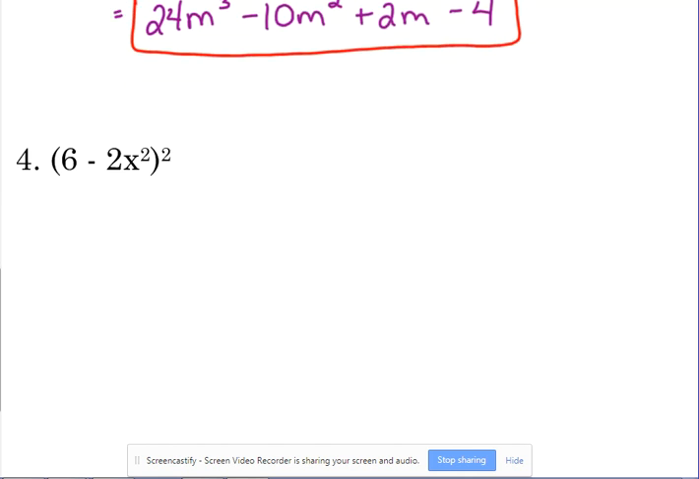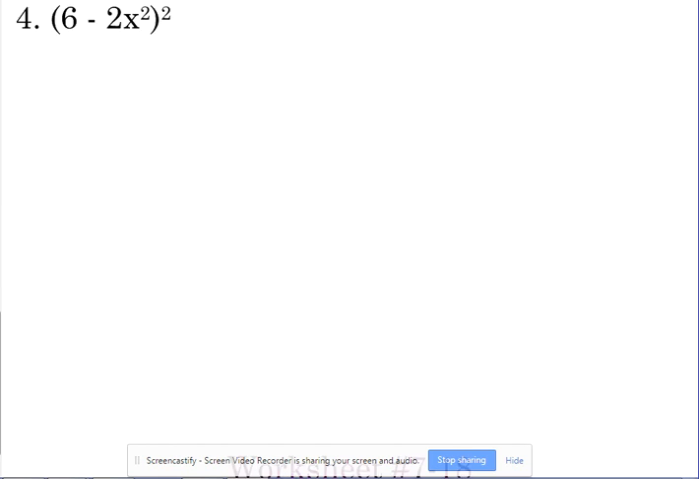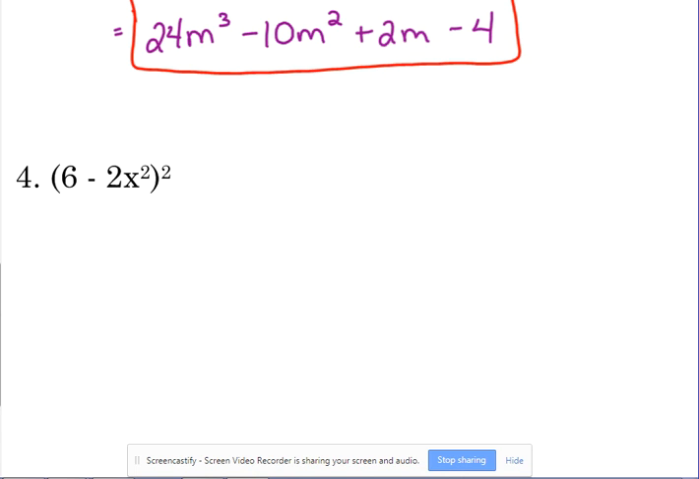All right, now, number 4. I put number 4 on there because this tends to throw people off. When you see that square there, a lot of people just want to square the 6 and square the 2 and square the x squared. But what does it mean to actually square a number? What does 2 squared mean? How do you get the answer?